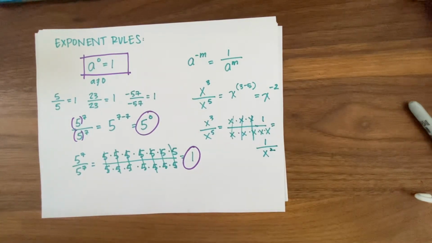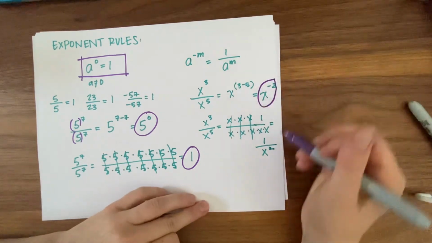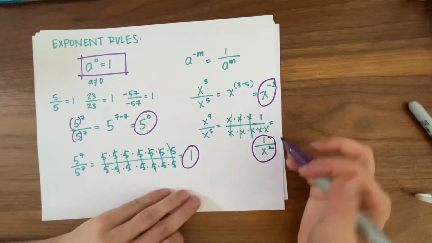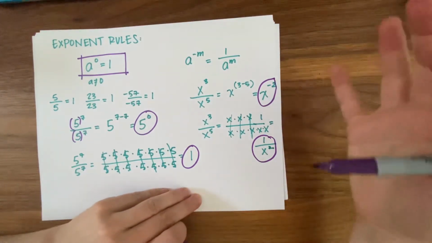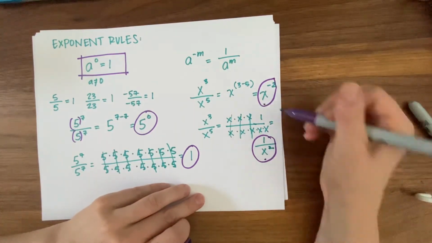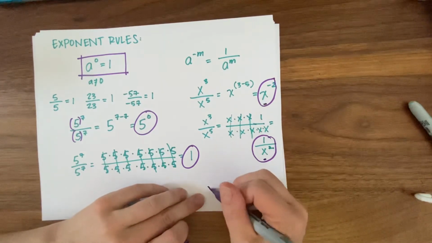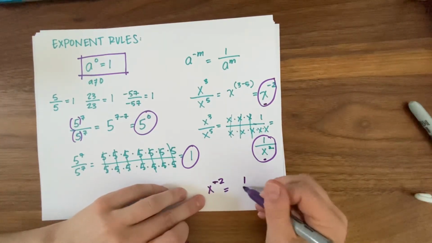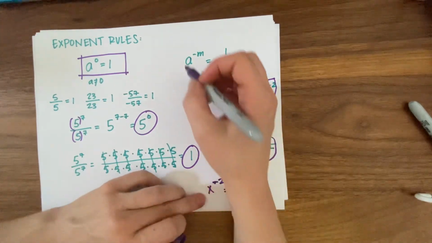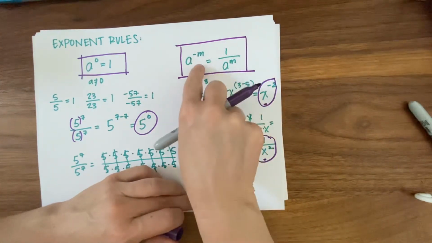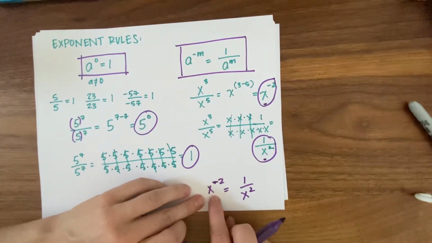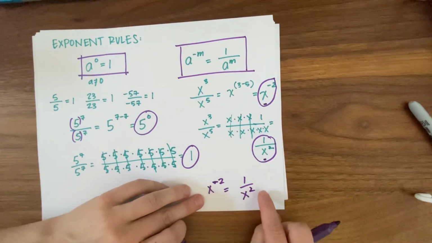So again, I've thought of this problem 2 different ways. I haven't broken any math rules, so these 2 things must be equivalent. x to the negative 2 is the same as 1 over x squared. And this holds true with all examples, so that any number to a negative exponent is the same as 1 over that number to a positive exponent, just like it is here. x to the negative 2 equals 1 over x squared.